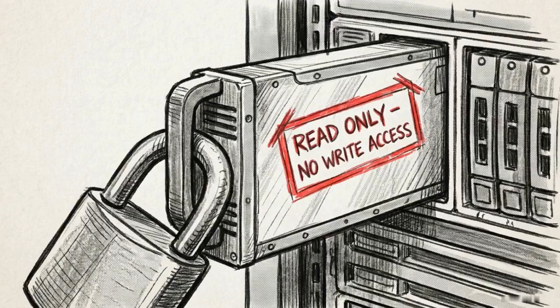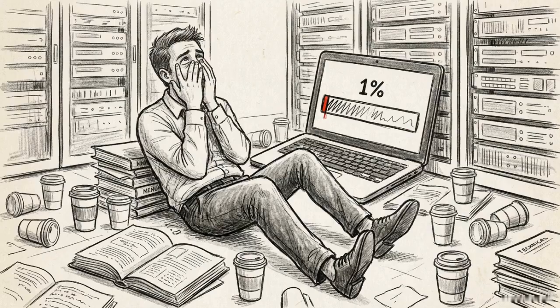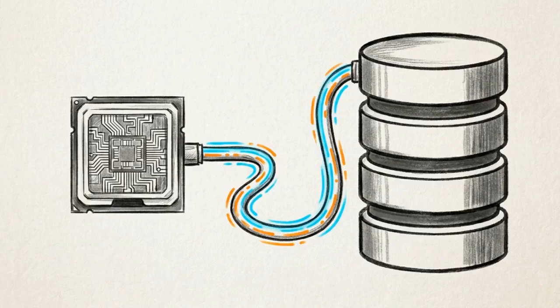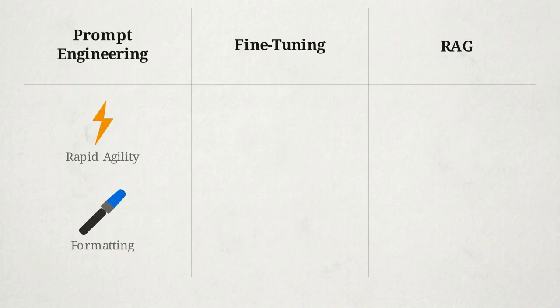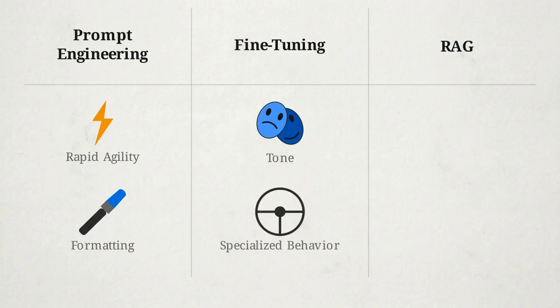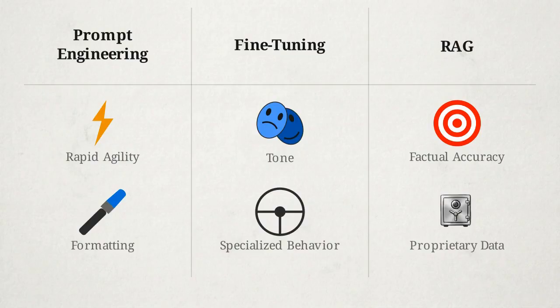Large language models store information in static weights. To keep responses current without constant, expensive retraining, engineers separate the knowledge base from the reasoning engine. This matrix shows where each tool fits. Prompt engineering is for rapid agility and formatting. Fine-tuning adjusts the model's tone or specialized behavior. RAG is the architecture used for factual accuracy and proprietary data access.